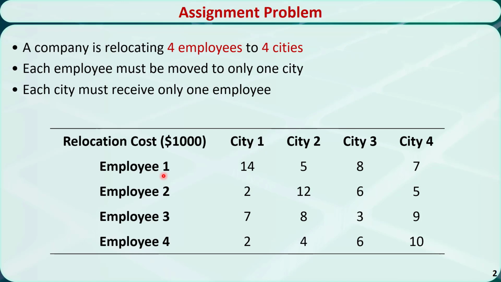For example, if employee 1 is relocated to city 1, the cost is $14,000. If the employee is relocated to city 2, the cost is $5,000, and so on. The objective is to minimize the total relocation cost.